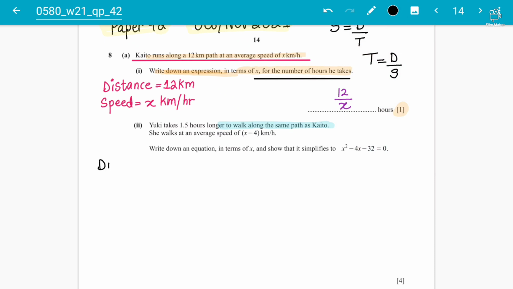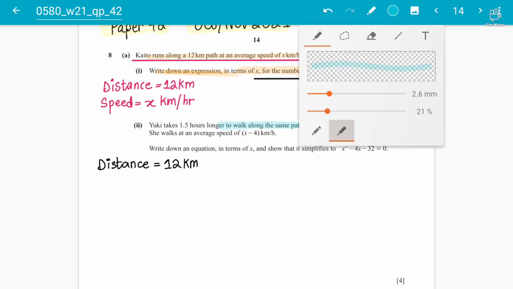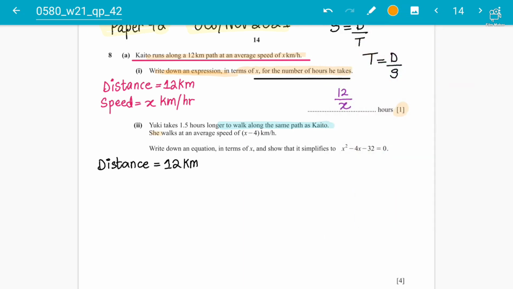So the distance for Yuki is the same, that is 12 kilometers. Sometimes the distance might be different, students. Then, she walks at an average speed of x minus 4 kilometers per hour. You have to write down an equation in terms of x again and simplify it.